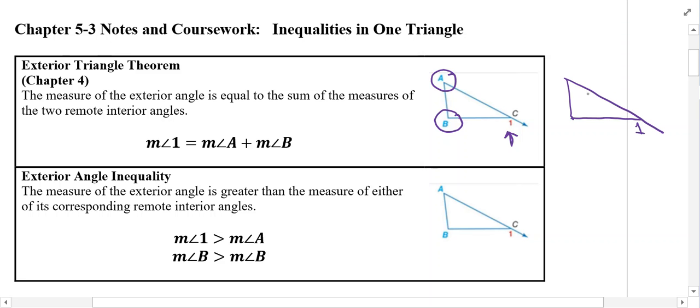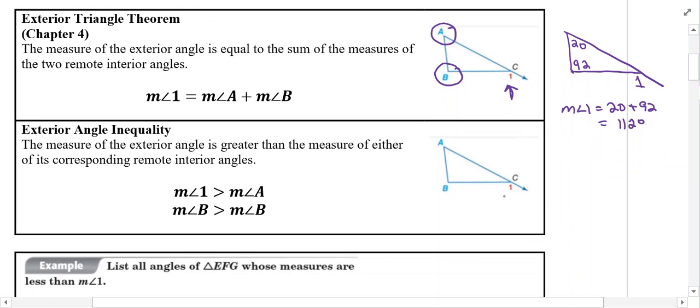Here's angle 1 again. Let's say this is 92 degrees and this one's 20. The measure of angle 1 would be 20 plus 92, which would give us 112 degrees. Right now we're just going to focus on the fact that this exterior angle is the sum of the two remote interiors, remote meaning that it doesn't touch angle 1.